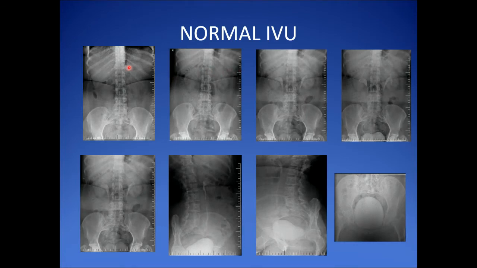So I'm going to show you what a normal IVU would look like. As I have said, it's a series of images. The first image is the plain or the preliminary film. Here, you have to evaluate for any abnormal calcifications. This is a normal one. Then followed by the nephrogram phase, 1 to 2 minutes after injection of contrast. One now could see opacification of the renal parenchyma.